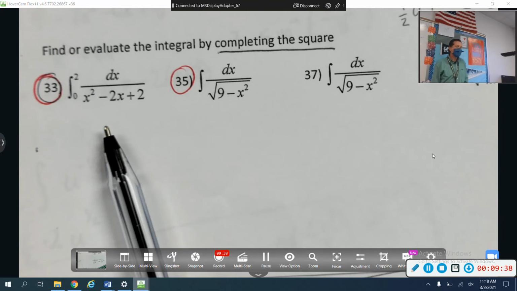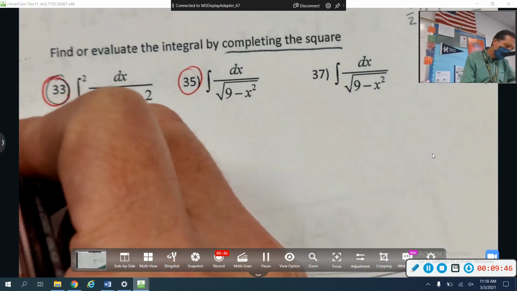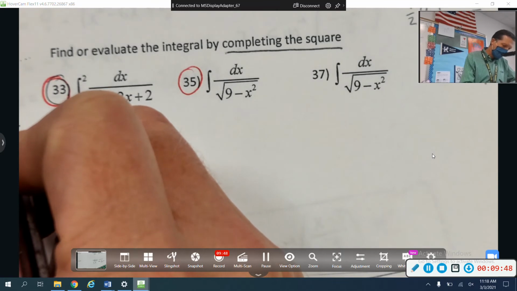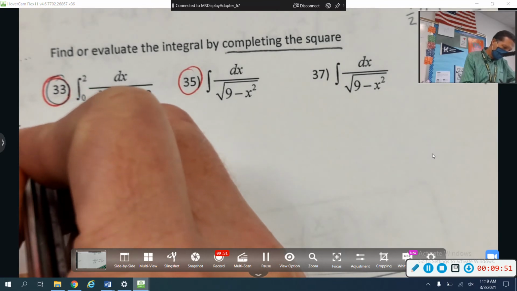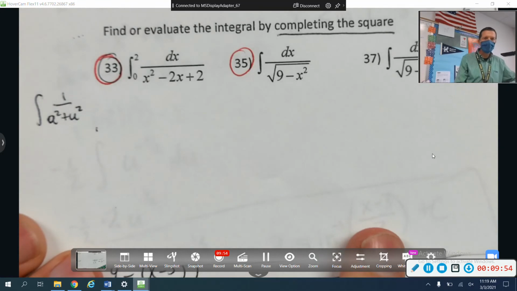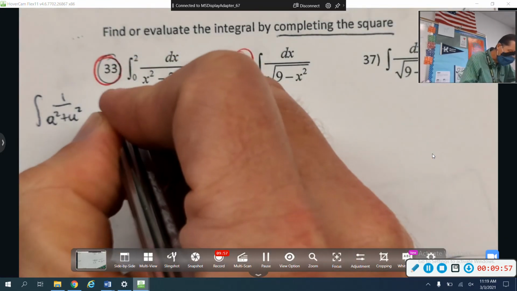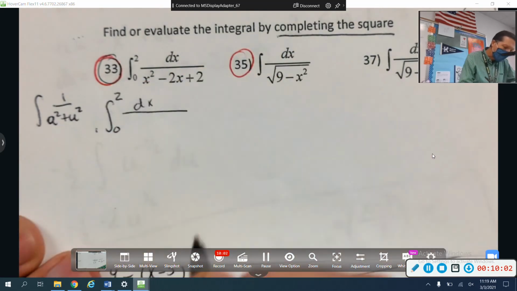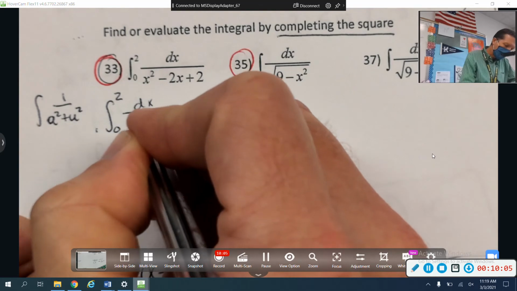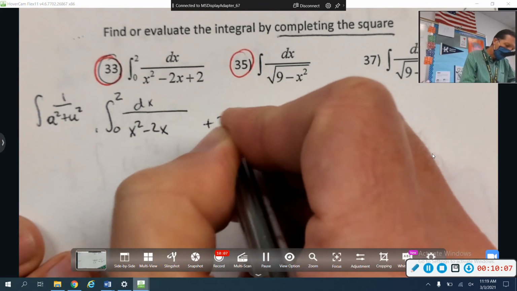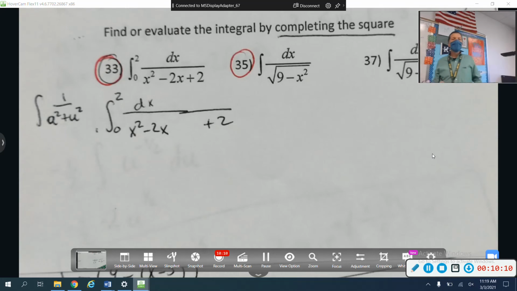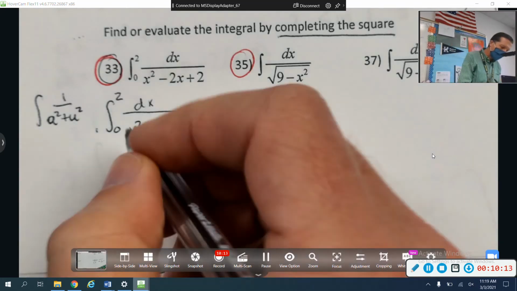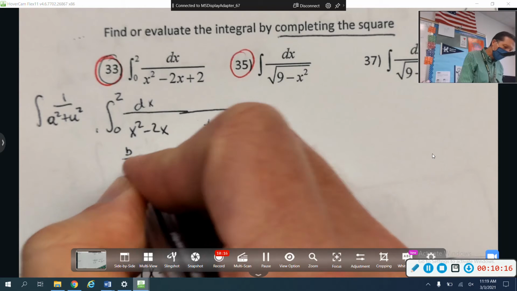I mean, there's no square roots. So it's probably inverse tangent. And so I'm looking for a squared plus u squared for that to be inverse tangent. I don't really have that yet, but maybe that's where we can work toward. All right, it said complete the square. So complete the square. That's where we half the middle term, square it, and add it to both sides.